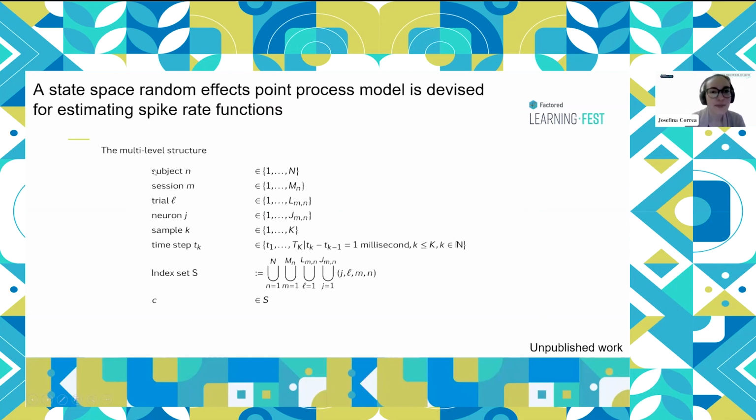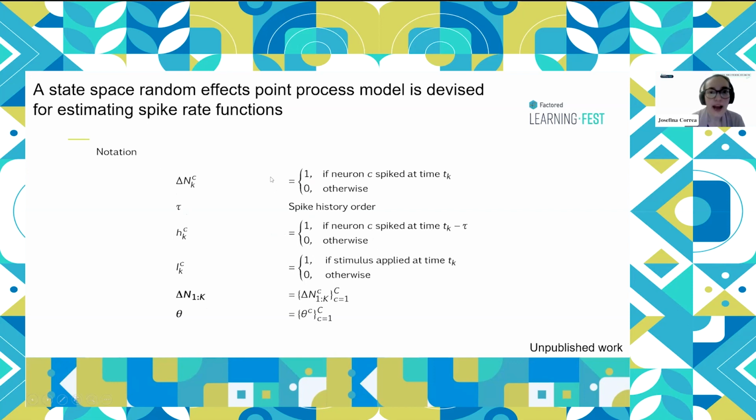So here I introduced a multi-level structure for a general experiment. We have n subjects, and for each subject, we have different number of sessions, trials, neurons, data samples, and time steps, which are taken to be of 1 millisecond. And so we have an index set, which is the union of all of these other sets. So c indexes one unique element of all of these sets. And I introduced a notation delta n k c, which gives me a 1 if there's a spike from neuron c at time t k and 0 otherwise.